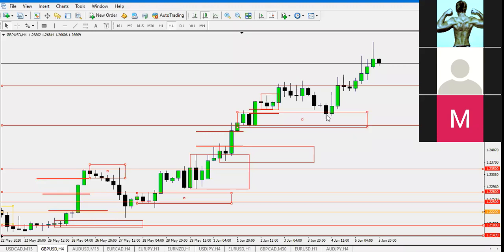It closed that fair value gap and bounced off over here and gave us this move to the upside over here. That's not a trend line. I'm just showing you the price action happening.